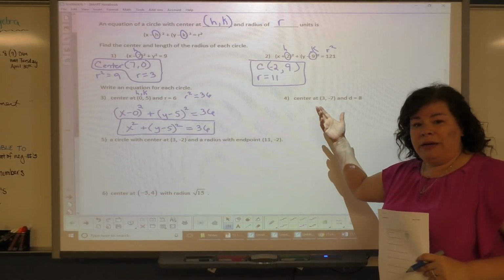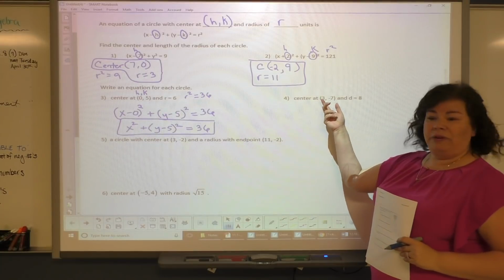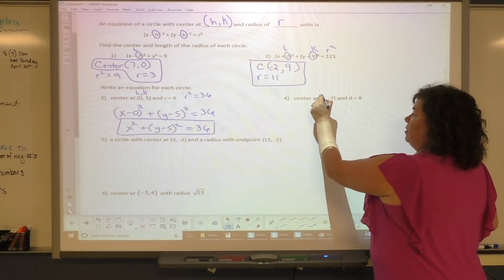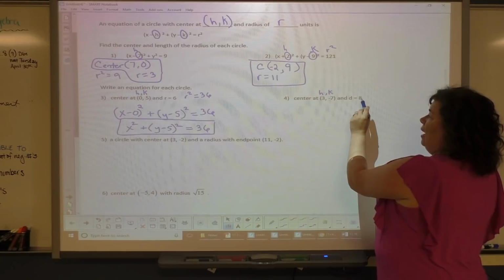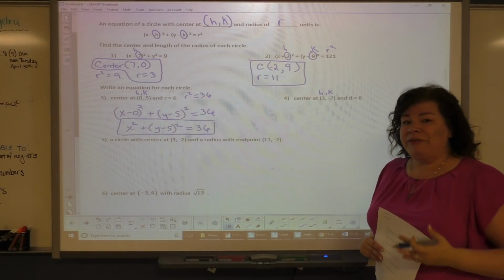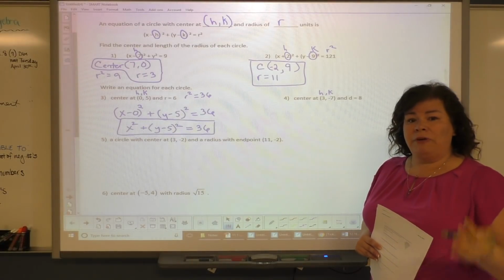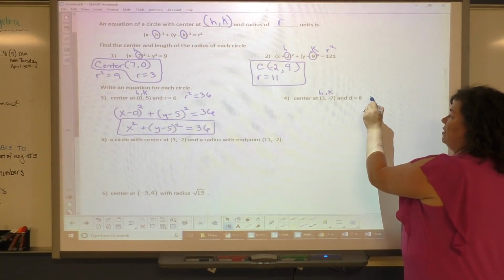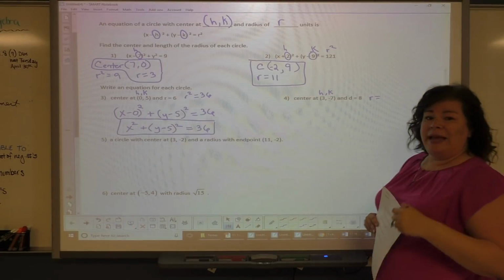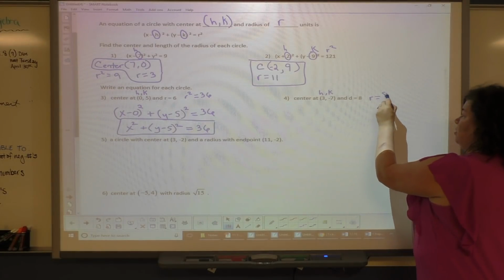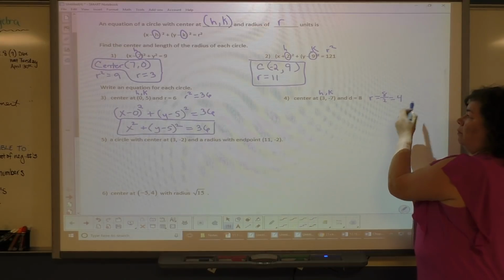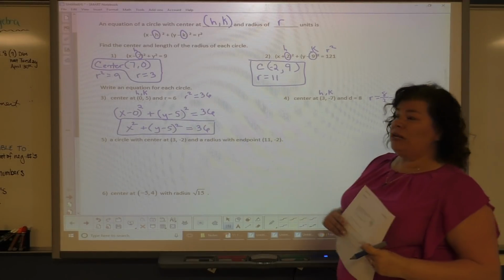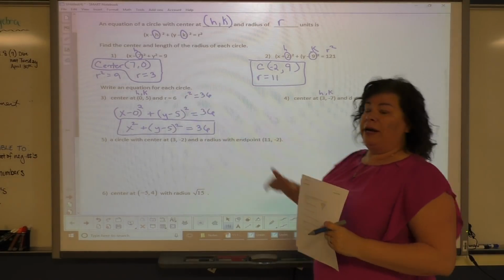Next, we're going to write an equation of a circle with center at 3, -7. So remember, this is our h, this is our k, and then diameter. They gave us the diameter. We don't care about the diameter. We want the radius. So that means if our diameter is 8, our radius is half of that, which is 4. But again, in the equation, they ask for radius squared.